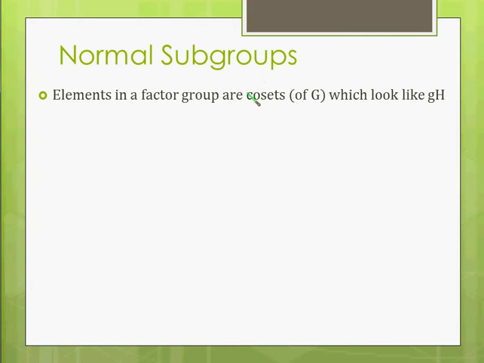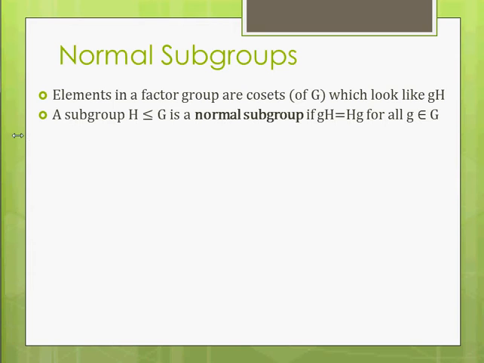Elements in a factor group are cosets of G, and they look like gH, where H is just any element in H. Now a subgroup H of G is a normal subgroup. By the way, I write H being a subgroup of G as H ≤ G. I think that's pretty standard notation, but that just means H is a subgroup of G. It's normal if gH equals Hg for all g in G.